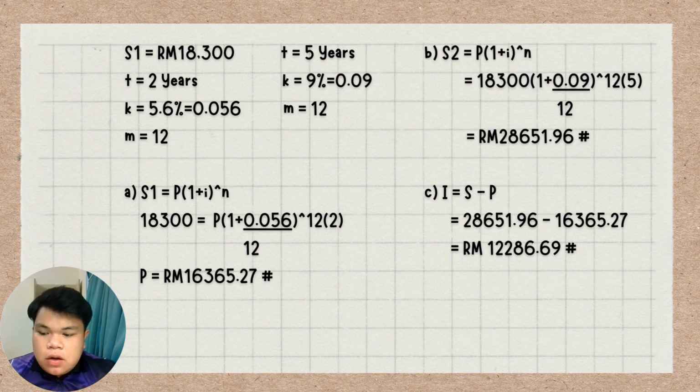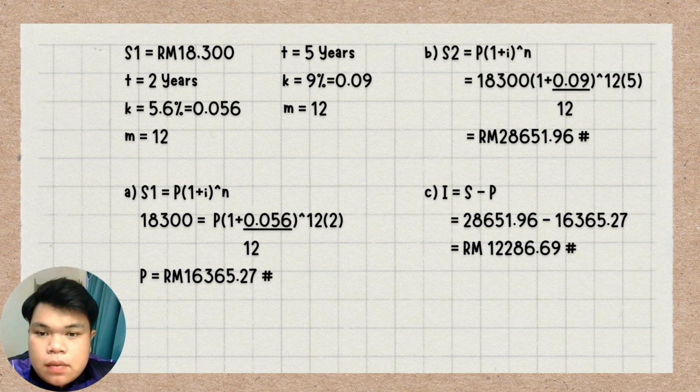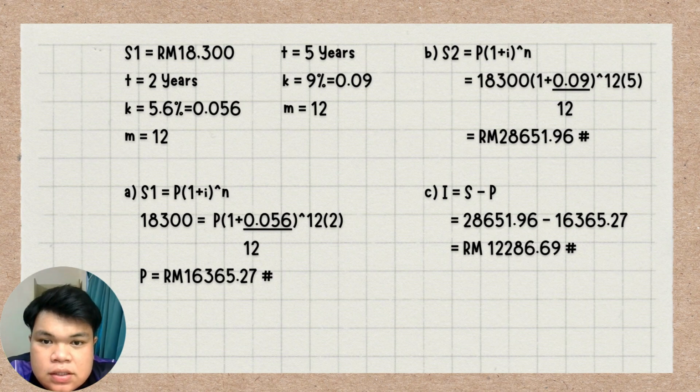First things first, all you need to do is to list out all of the information from the question, which is S1 equal to 18,300 ringgit. First T is 2 years. First K is 5.6%, which is 0.056. First M is 12. Second T is 5 years. Second K is 9%, which is 0.09. The second M is 12.